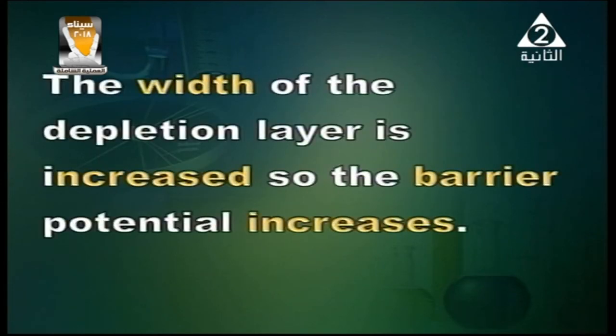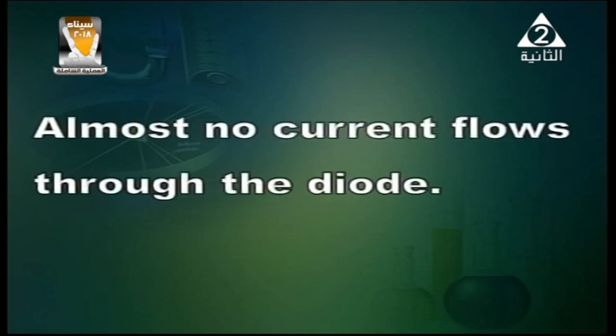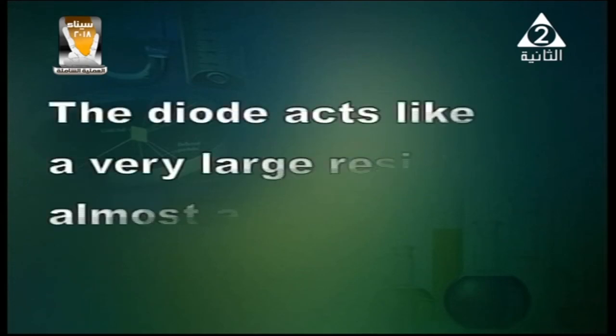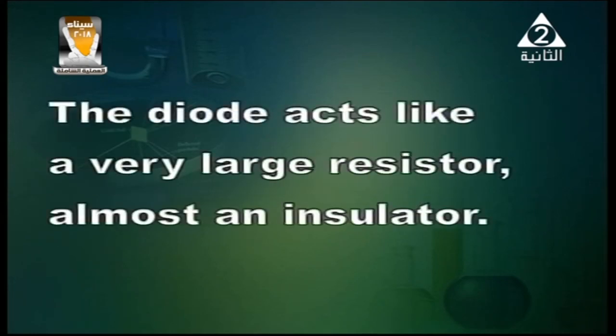In this mode, the width of the depletion layer is increased, so the barrier potential increases, and almost no current flows through the diode. The p-n junction is called a diode. The diode acts like a very large resistance. Almost, it acts like an insulator.